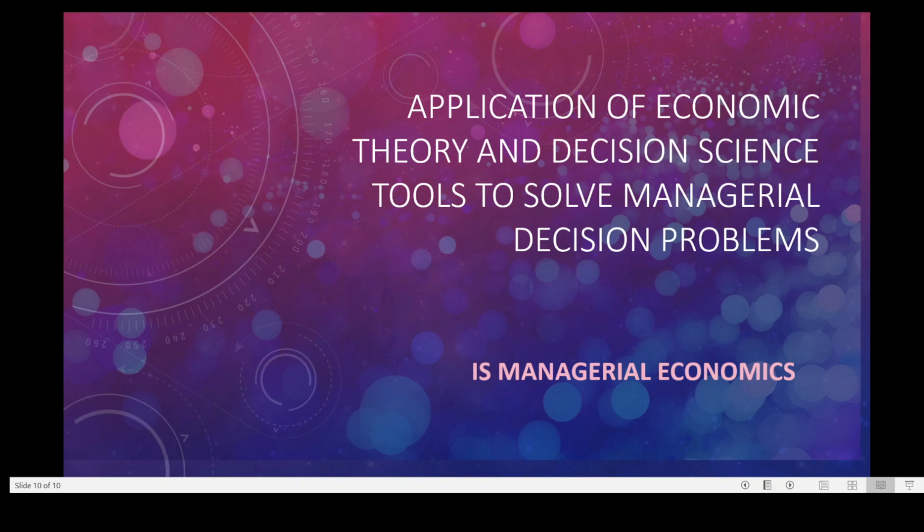So, finally, managerial economics is about the application of economic theory and decision science tools to solve managerial decision problems.